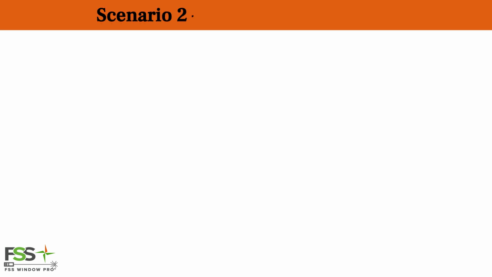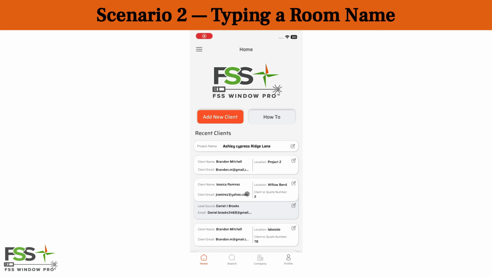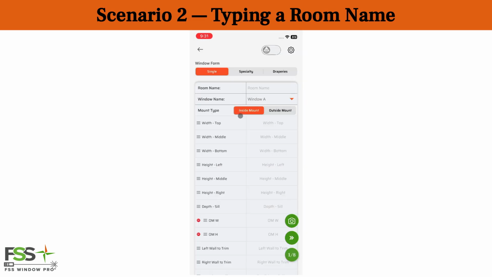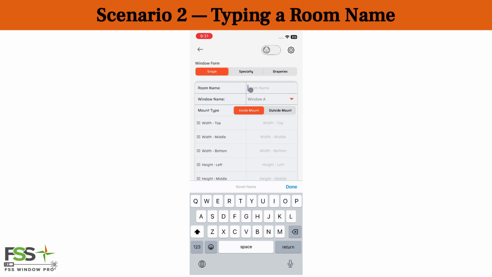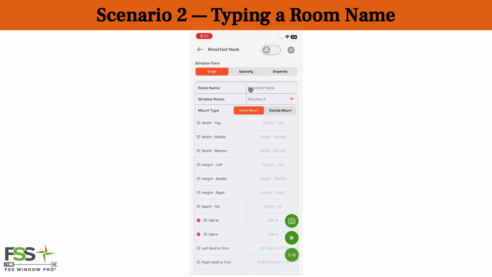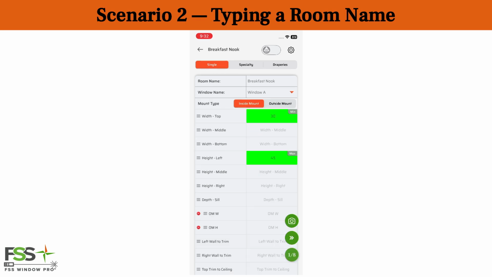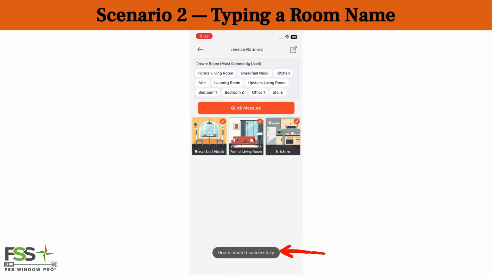Scenario 2. Typing a room name. Let's go back to the home screen and open the same client again. This time, we'll tap Quick Measure. Here, the room name field starts blank, so we can begin typing. As we type, the app will automatically search and suggest previously used room names. In this case, we'll select Breakfast Nook. The window form opens again, starting with Window A. We capture a few measurements, then press Save. Once again, we see the Room created successfully message, and now Breakfast Nook appears in the project overview.